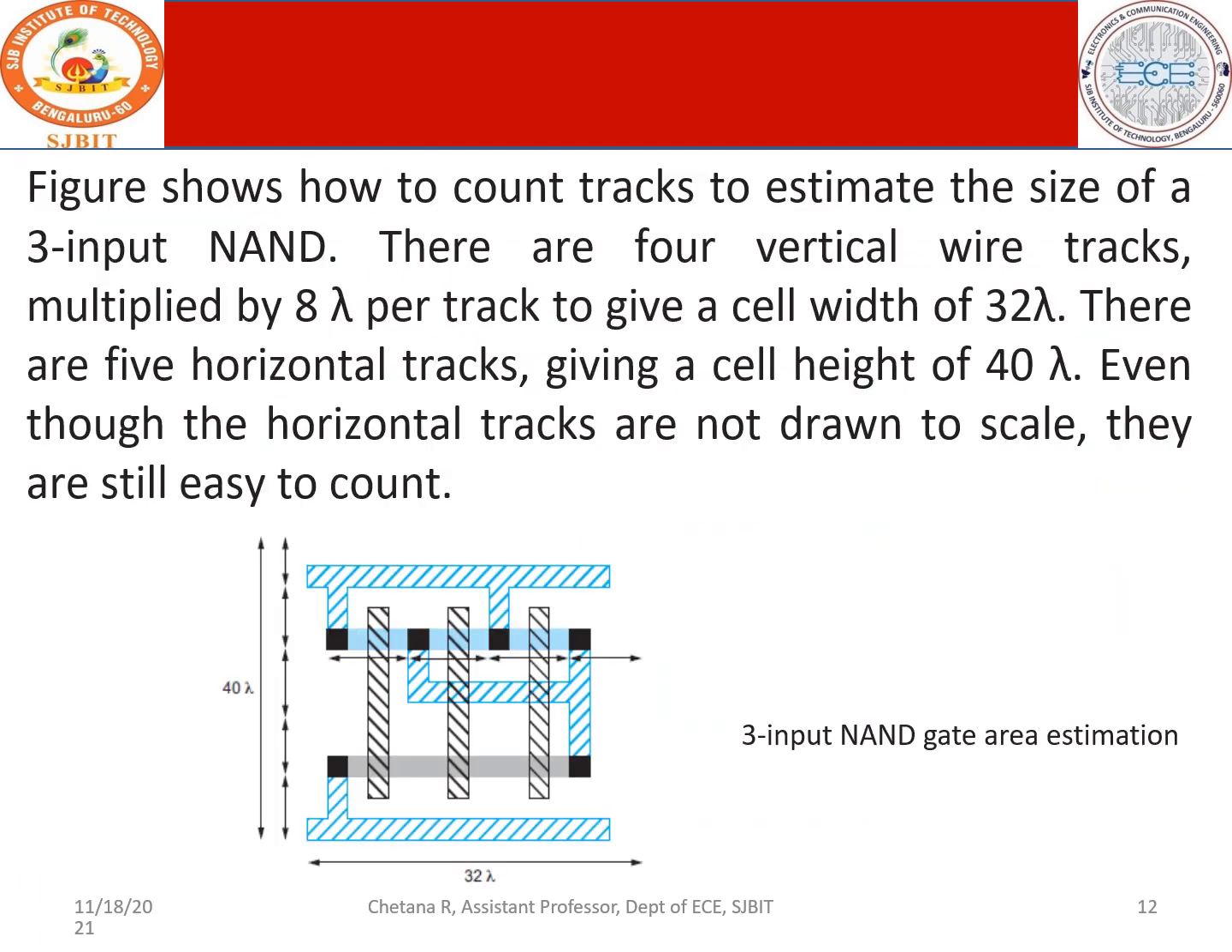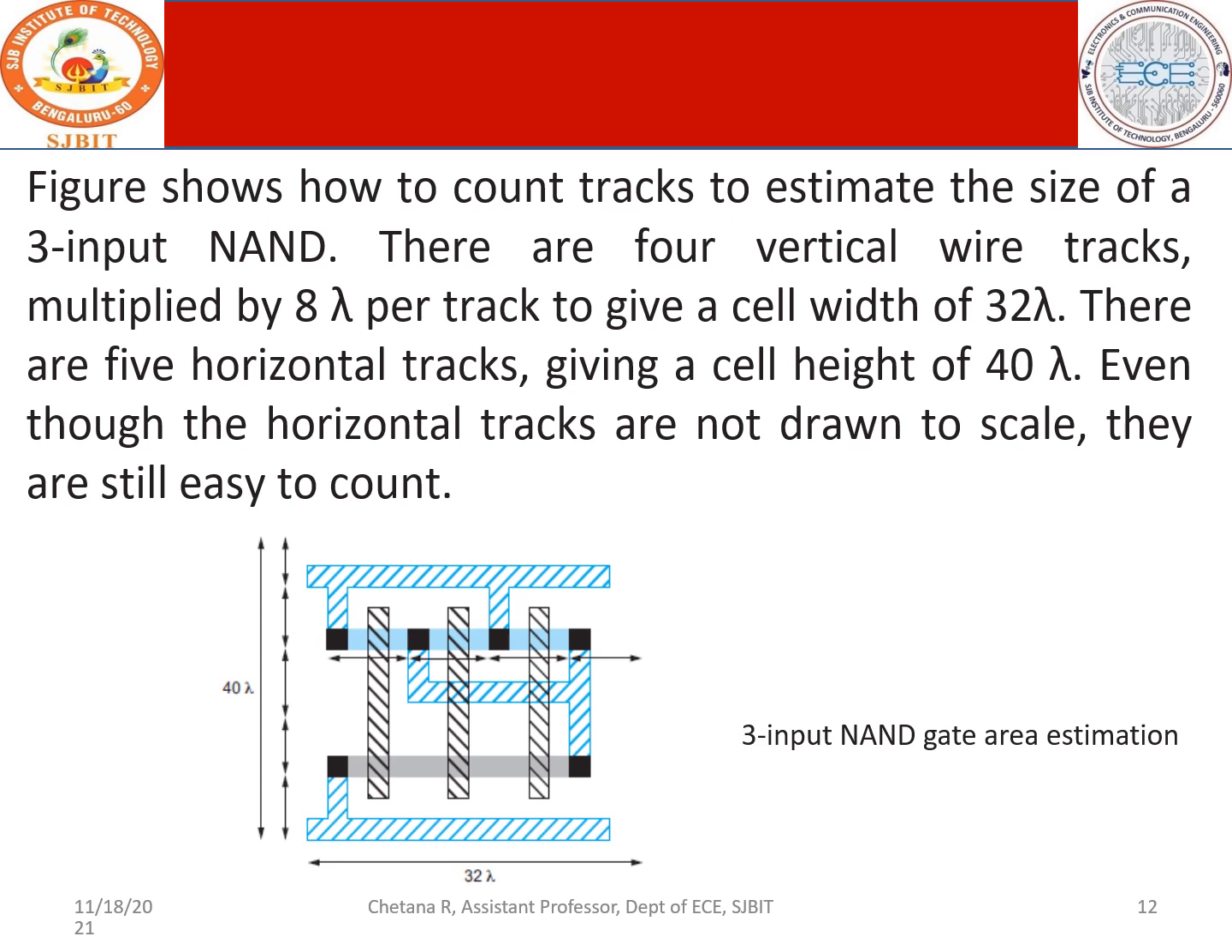Now we'll find that out. The figure shows how to count tracks to estimate the size of the 3 input NAND gate. As I've told you, we are supposed to find out the area of this 3 input NAND gate. And 3 input means 1, 2, 3: A, B, C. These are the 3 inputs which are represented with the polyline.